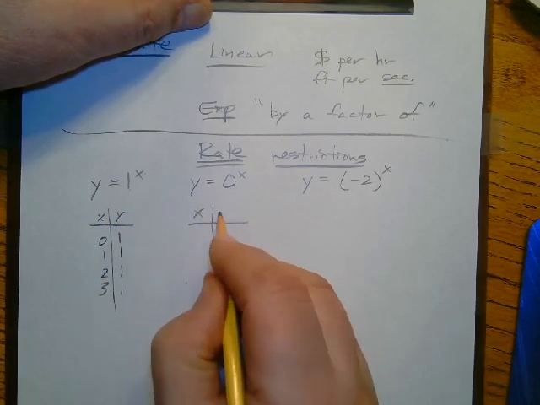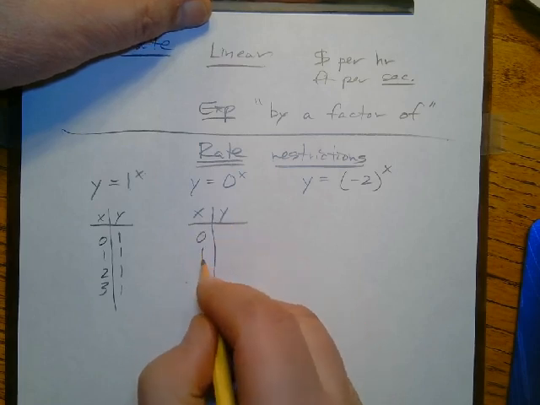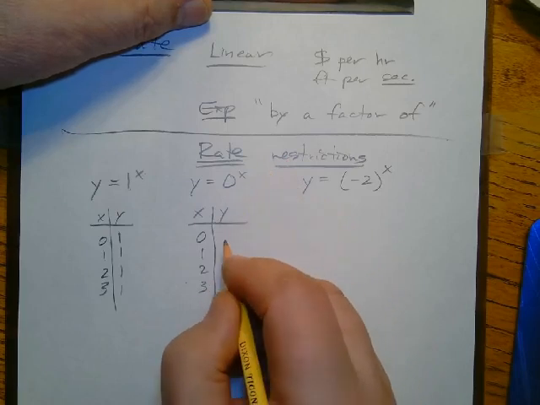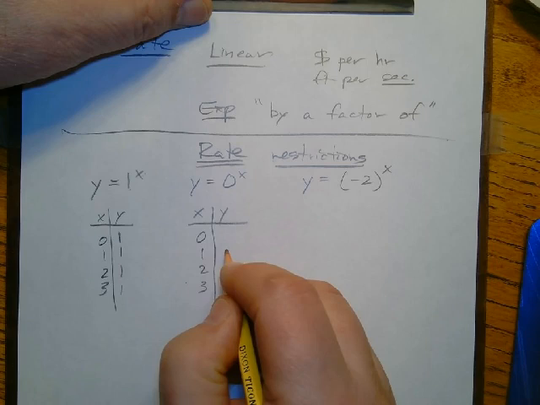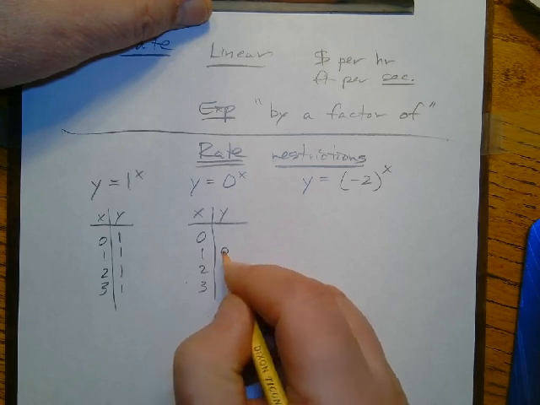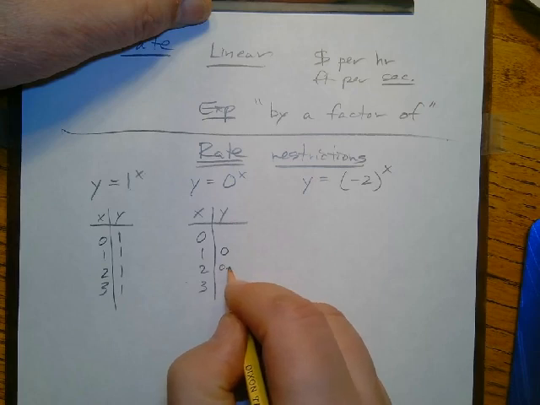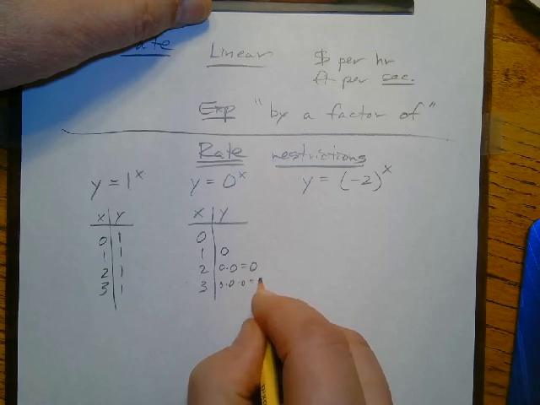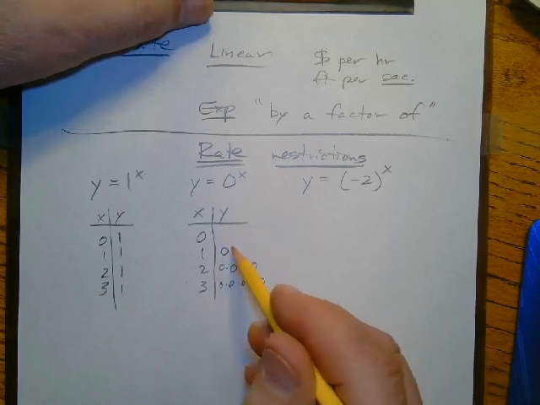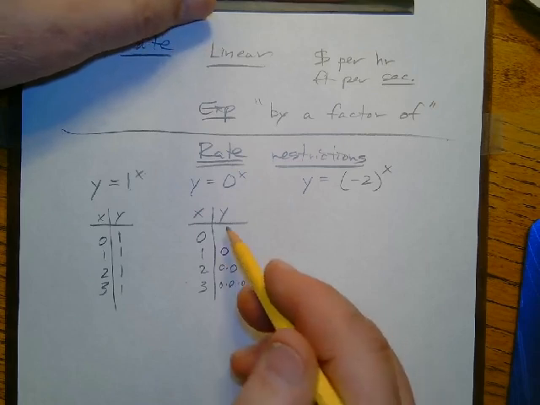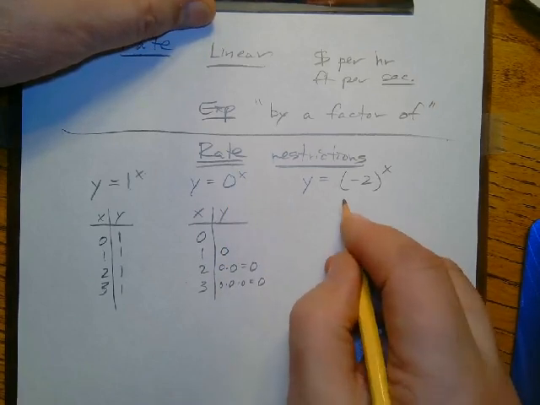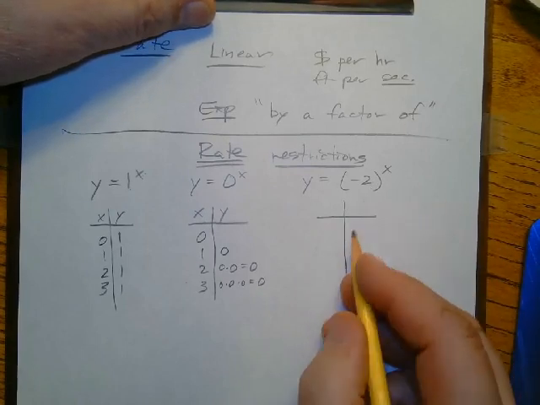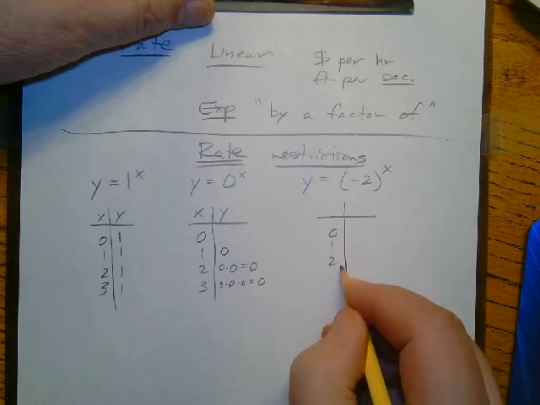Something similar happens when the base is 0. 0 to the 0, well, I'm not sure what that means exactly, but 0 to the 1 is 0. 0 to the 2 is like saying 0 times 0, well, that's 0. 0 to the 3 is 0 times 0 times 0, and that's also 0. So once again, we've got a flat line at 0. This is not growing either. It doesn't make any sense. And probably the most interesting of all is if the base happens to be negative. Let's see what happens here.